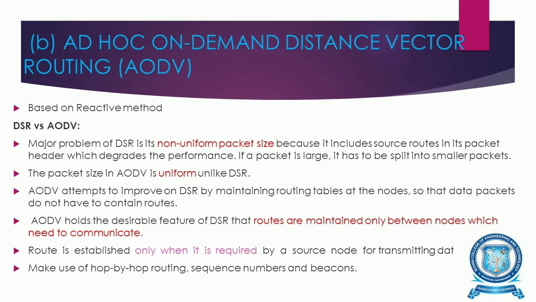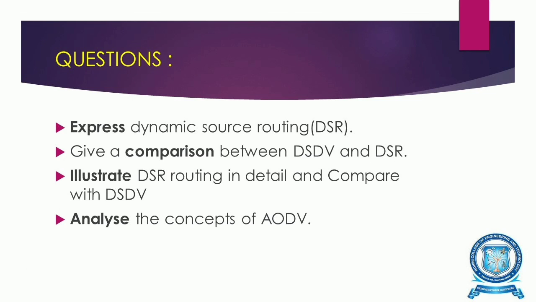AODV attempts to improve on DSR by maintaining routing tables at the nodes, so that the data packets don't have to contain the routes. AODV holds the desirable feature of DSR that routes are maintained only between the nodes which need to communicate. A route is established only when it is required by a source node for transmitting data. It makes use of hop by hop routing, sequence numbers and beacons.